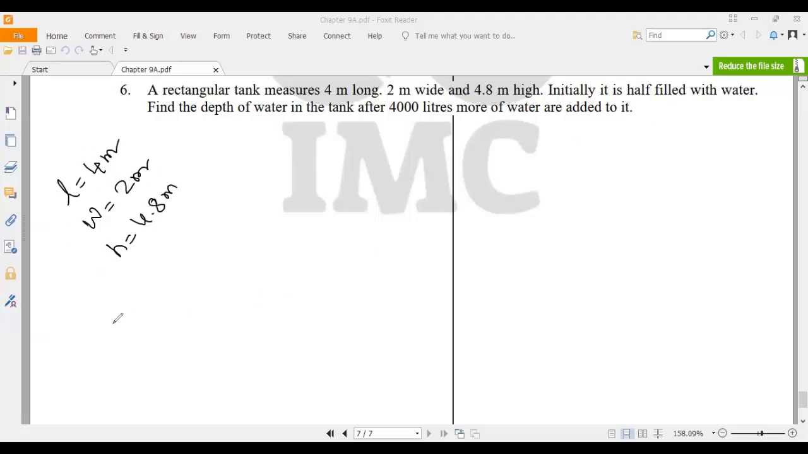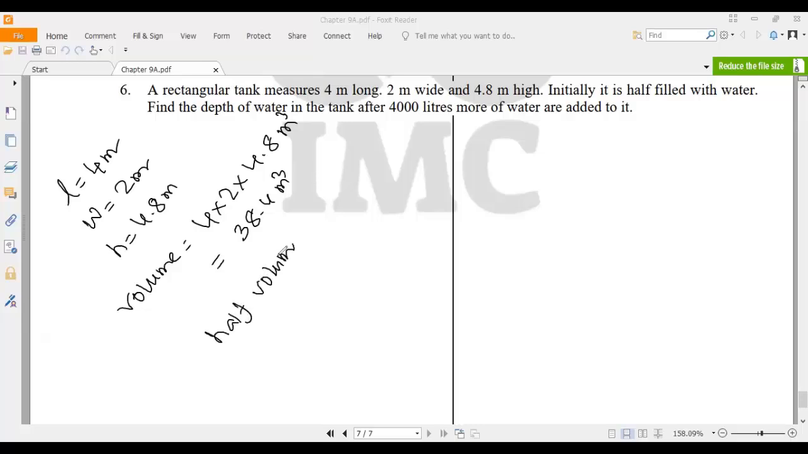So what is the volume of the whole rectangular tank? So volume of the whole rectangular tank will be 4 multiplied by 2 multiplied by 4.8 meter cube. After multiplying this one, we will get 38.4 meter cube. Now, initially it is half filled. Okay, so if this is half filled of water, then we can find out the half volume. Half volume will be 38.4 by 2 meter cube. That means 19.2 meter cube.